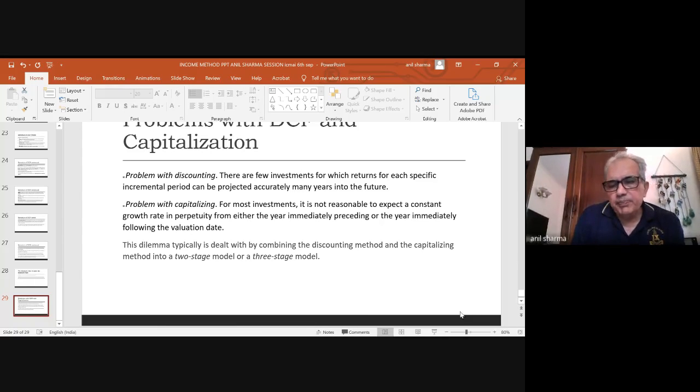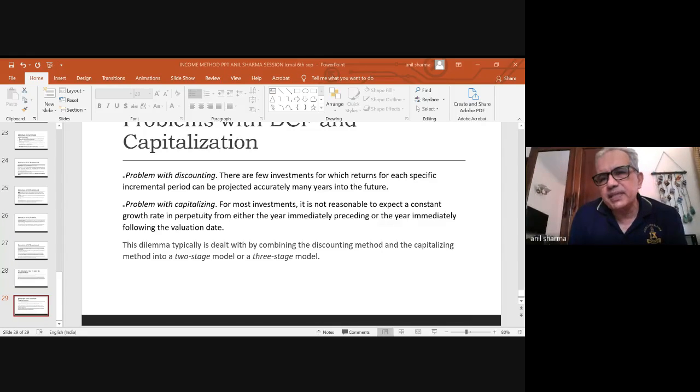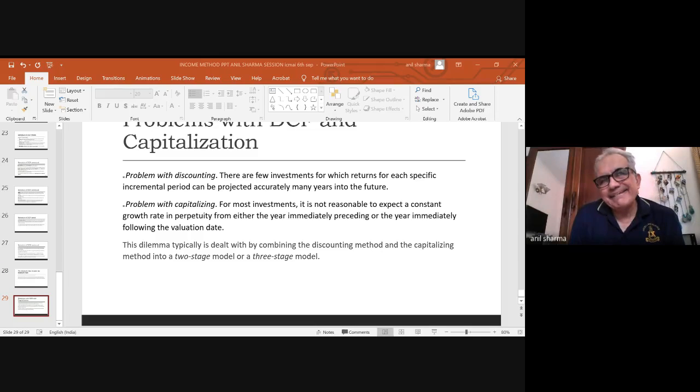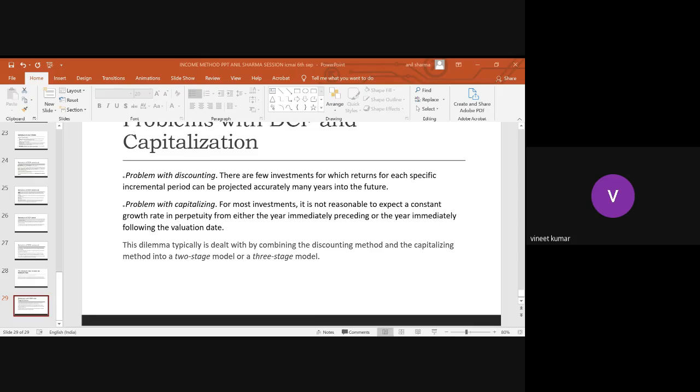So I've finished the income method. I hope I've been able to do justice to it, I'm trying to do my best. Sir, you tried your best. Again, we have been exposed to it for the first time, so we could not understand it well. We will have to read it, and then likely we may have trouble.